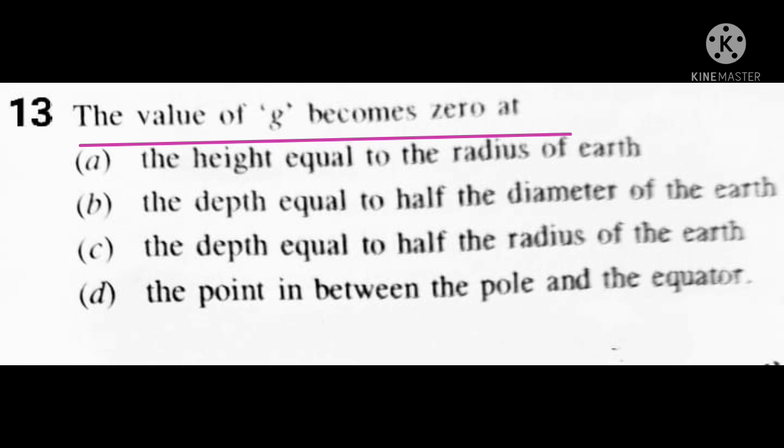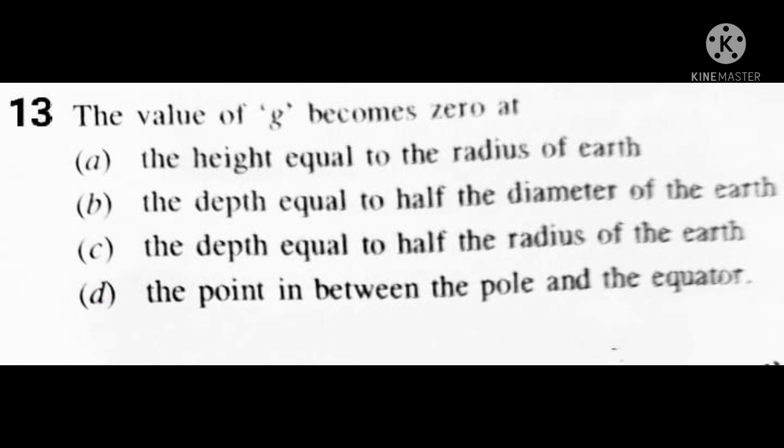Question number 13. The value of g becomes 0 at: A option, the height equal to the radius of earth. B option, the depth equal to half the diameter of the earth. C option, the depth equal to half the radius of the earth. D option, the point in between the pole and equator.